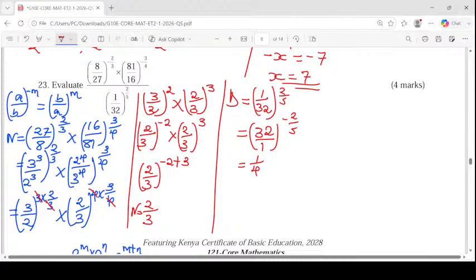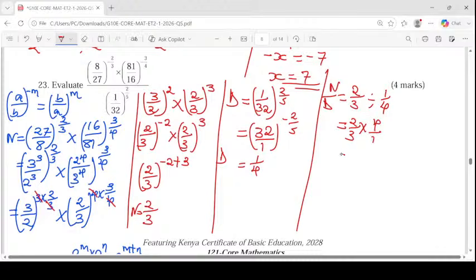So if the denominator is now a quarter, when I take numerator over denominator, it will be the numerator 2 over 3 divided by the denominator, which is a quarter. So this will be 2 over 3 times 4 over 1. This is 8 over 3, which is 2 2/3 as your final answer. 2 2/3 is your final answer, ladies and gentlemen.